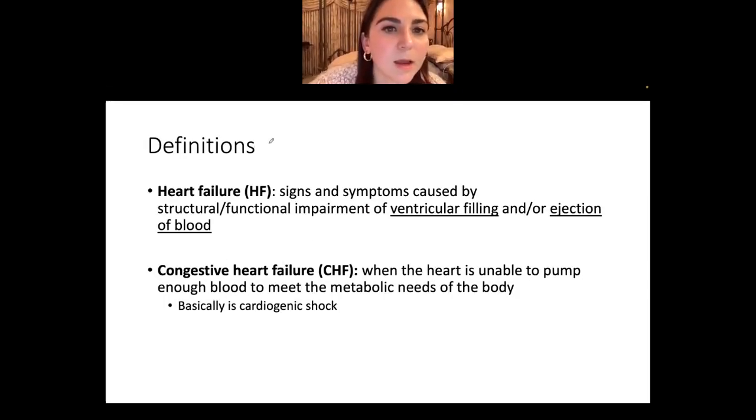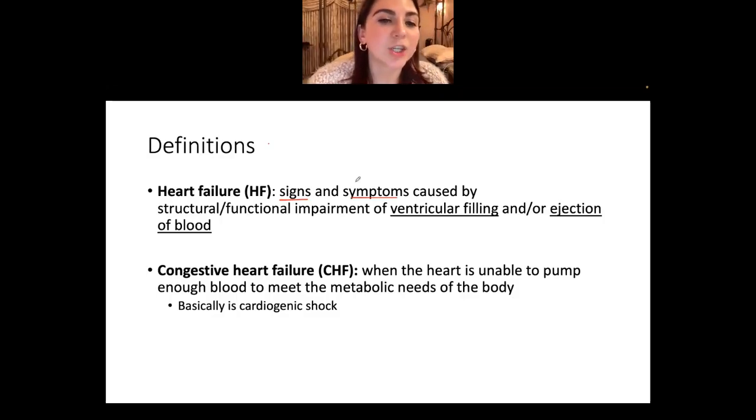So, definitions. Heart failure is the signs and symptoms. Specifically, if it says this patient is diagnosed with heart failure, they have the signs and symptoms caused by either a structural or functional impairment of ventricular filling or ejection of blood. So this is the whole diastolic versus systolic kind of thing, and signs and symptoms are going to be based on if it's left-sided or right-sided.